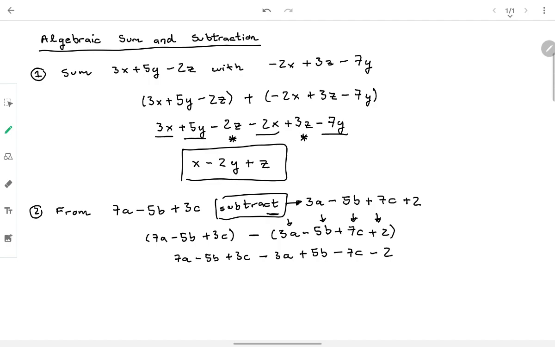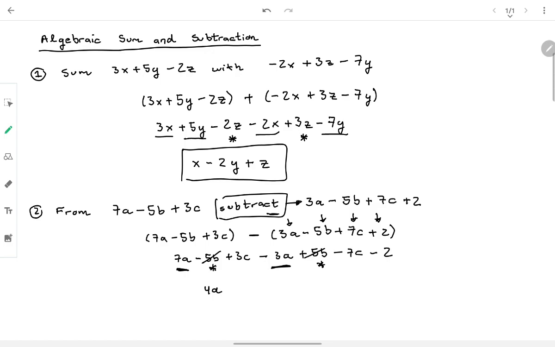Then we can now do the ordering and like term simplification. So we are going to start with letter A. In this case, 7 minus 3a is going to be 4a. Letter B then, minus 5b and plus 5b. So we can eliminate it because it's 0.